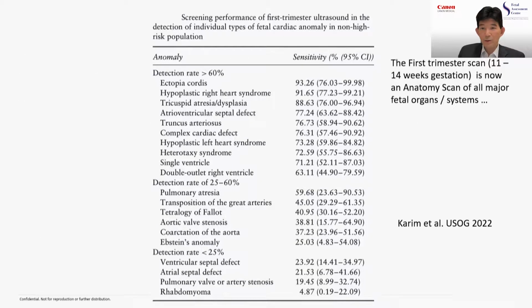I don't think I need to convince our colleagues that the first trimester scan cannot be just an NT scan, because essentially we're looking at all the fetal organs in the first trimester of pregnancy as well. And just to eliminate any doubt, we're actually getting detection rates in the first trimester of pregnancy now for major cardiac abnormalities of about 60% or more. This is a paper recently published by Karim and colleagues in the White Journal in 2022. I would therefore ask all our colleagues to think of the first trimester scan as an anatomy scan, certainly not as an NT scan.